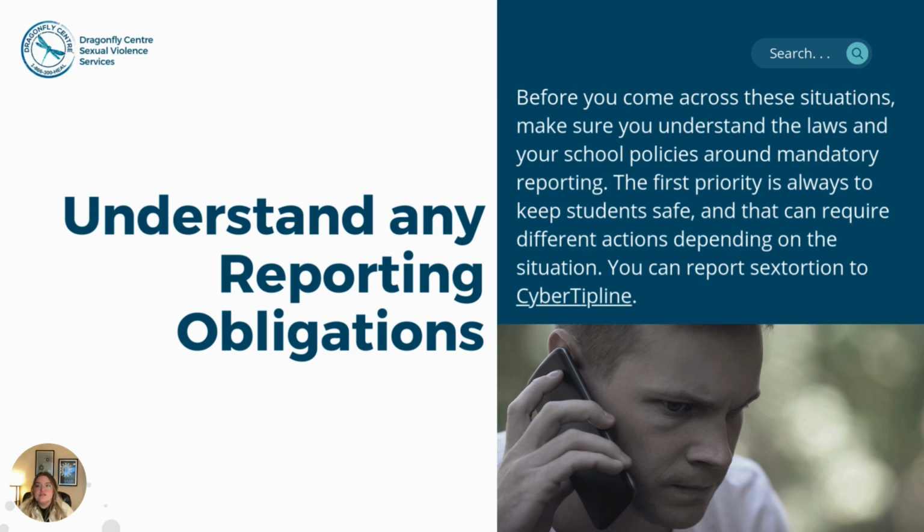Before encountering these situations, it's essential to understand both the laws and your school's policies around mandatory reporting. Being informed ensures that you can act appropriately and in the best interest of the student's safety. The first priority is always to keep students safe. Depending on the situation, this may require different actions, including involving law enforcement, child and family services, or school administration.